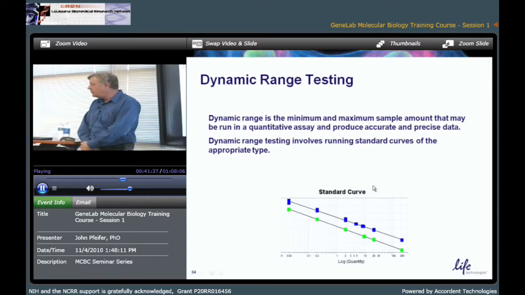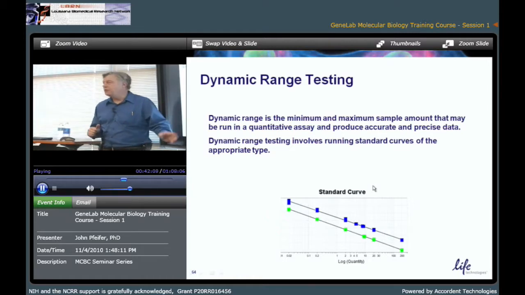I very strongly recommend to all my customers that when starting a new assay, you identify the dynamic range of that assay. Dynamic range can be defined as the minimum and maximum sample amount that can be safely run in your assay system. If you run samples outside of dynamic range, you'll usually get some kind of CTs, although there may be exceptions, but the CTs will no longer be accurate and may not be precise any longer. So we need to stay within dynamic range.